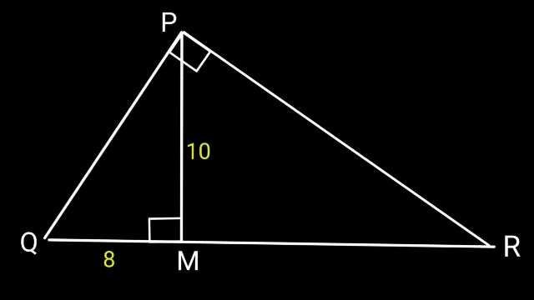We have to find QR. By geometric mean, PM square is equal to QM into MR. Substitute the values, then we will find MR. The sum of these two segments, QM plus MR, is equal to QR because point M lies between Q and R. Thus we find QR.